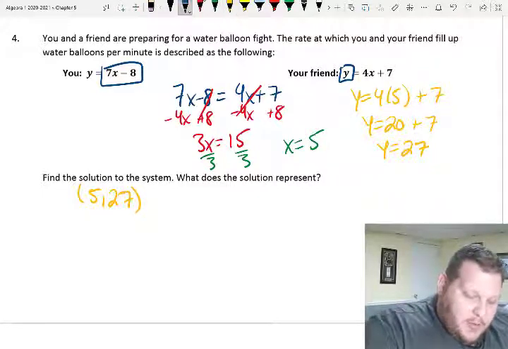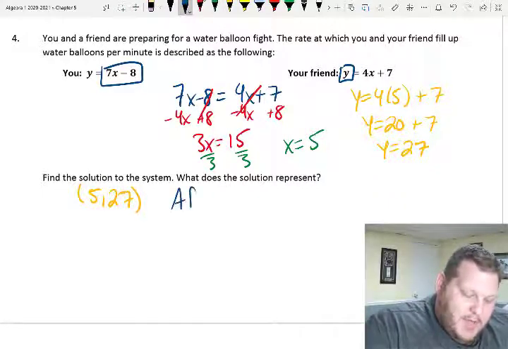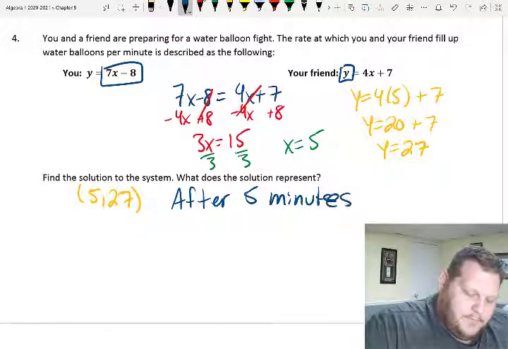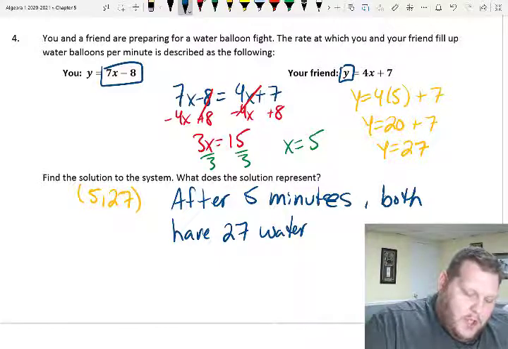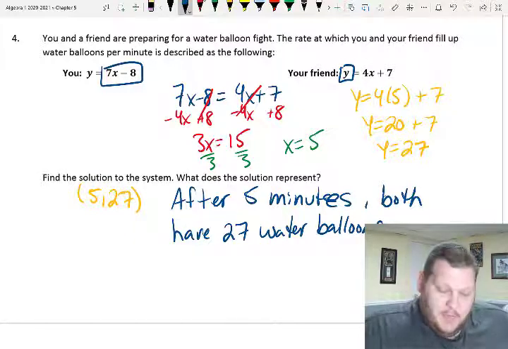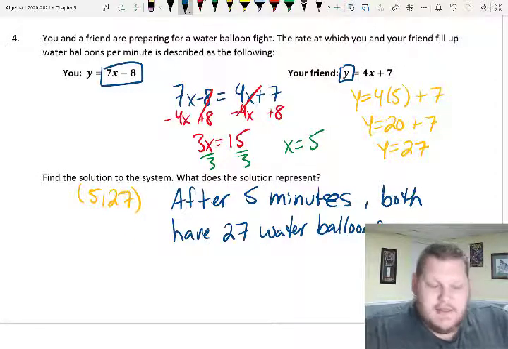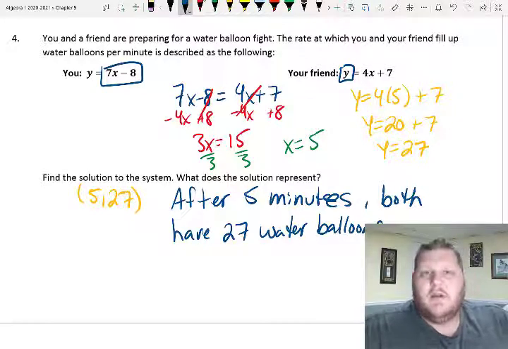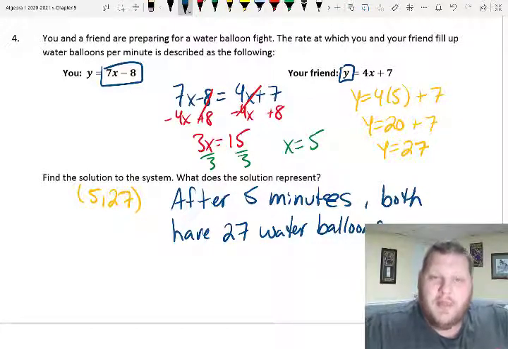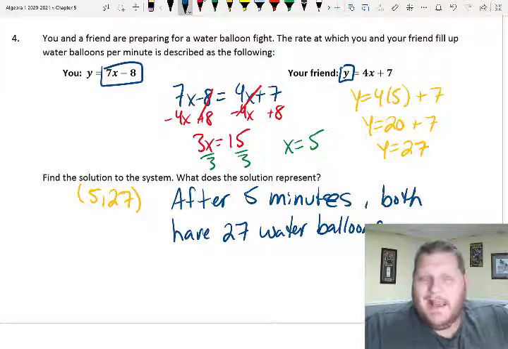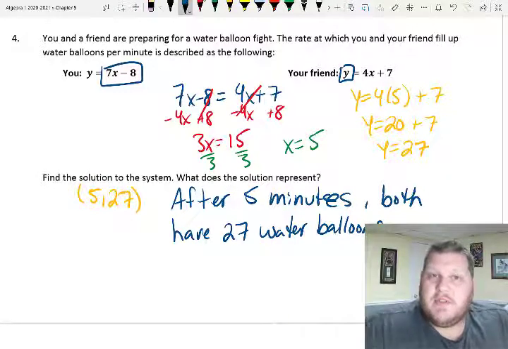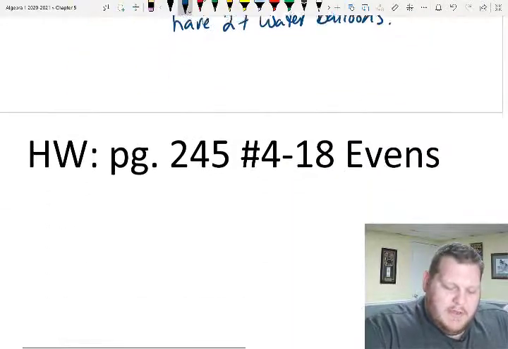So in this case, if I was interpreting my solution in the context of the problem, I would say after 5 minutes, both have 27 water balloons. And that would be it. That would be my interpretation in the context of the problem. What does the solution represent? Right, it's the time. It's how many balloons we would both have, so that or maybe you would say how long you have to fill the water balloons up, so that you both have the same number of them. However you want to say it.